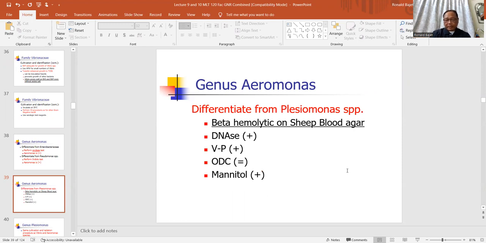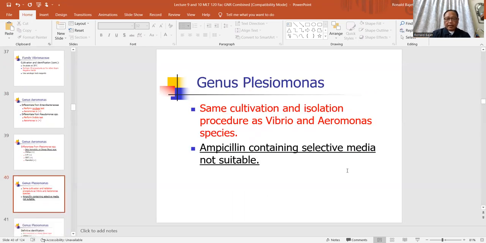Making you memorize these biochemicals, I think we're getting into the weeds a little bit. Okay, that's why it's not red.